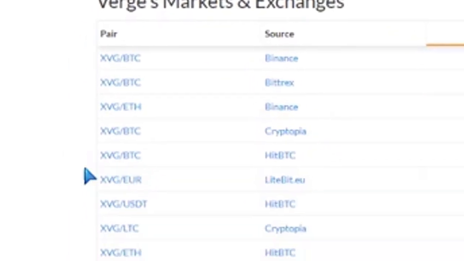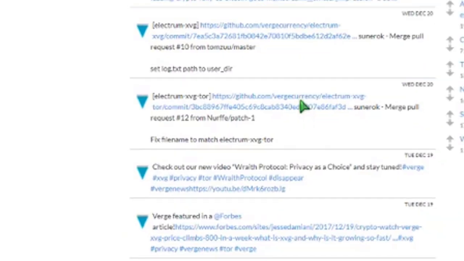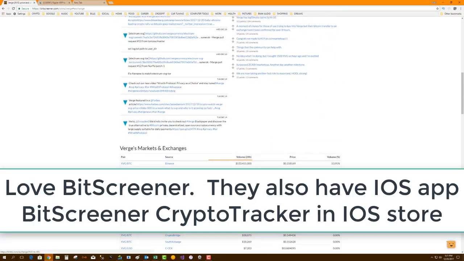We can go down to HITbtc. We can see Verge for Bitcoin. So basically, you're swapping coins for each other. You're not using the USD fiat. So now we know, based on the BitScreener, that we can get Verge with BTC.